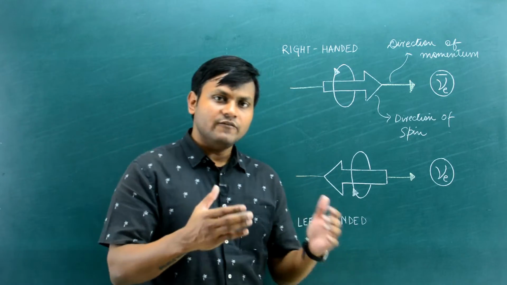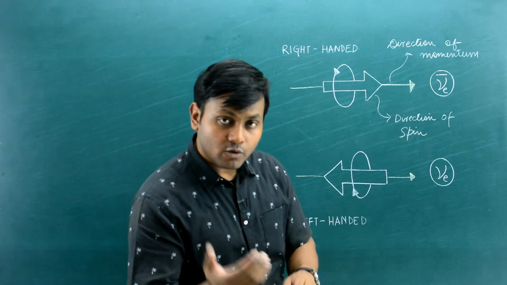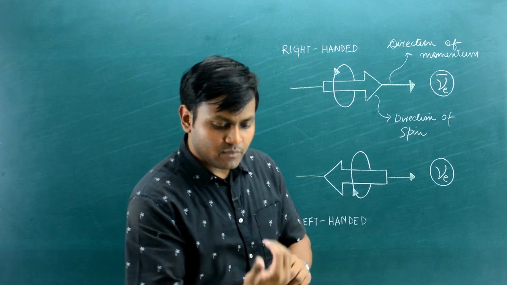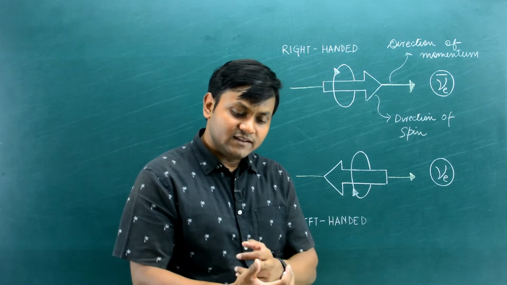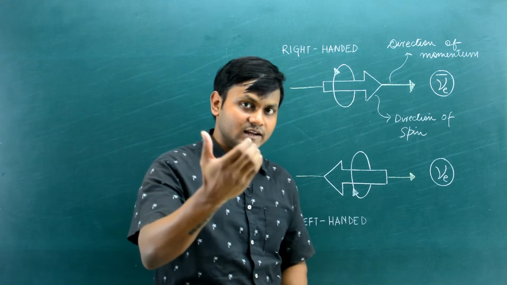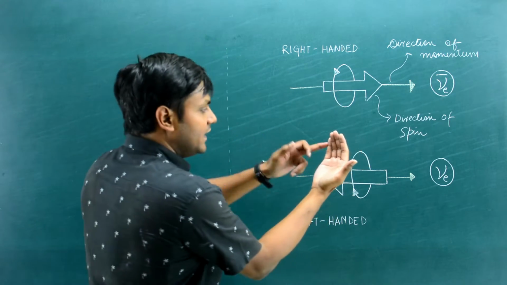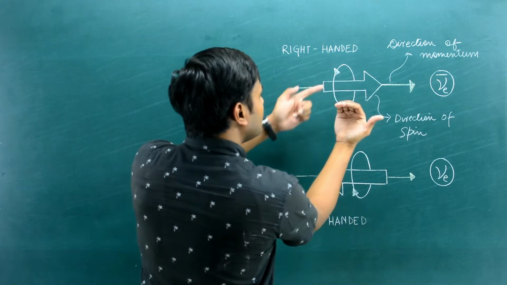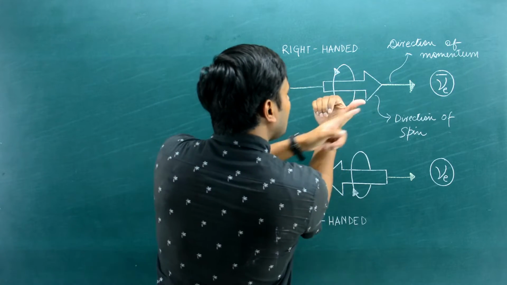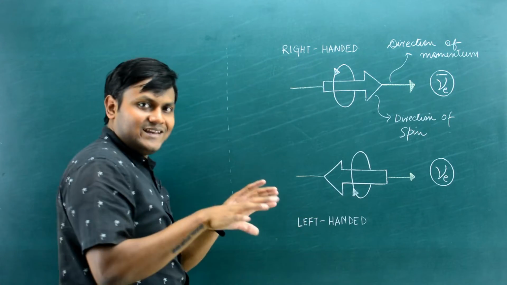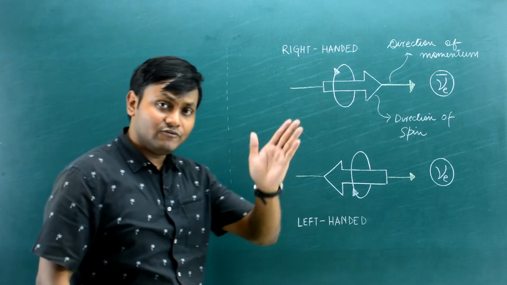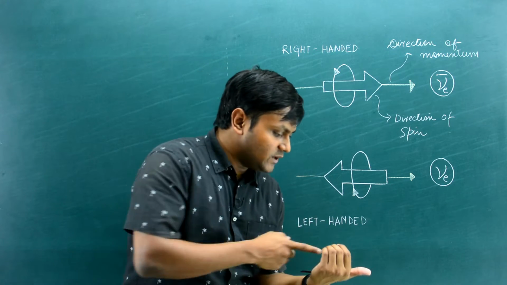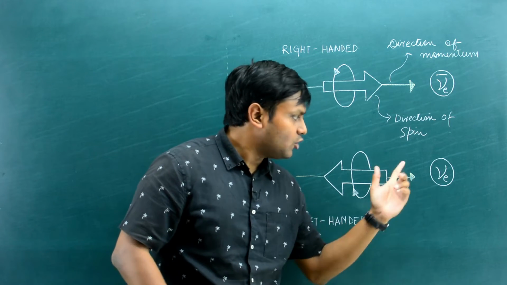There is another way. If you use your right hand to curl up your palm in this particular manner, then if the curling of the palm represents the spinning, the thumb represents the direction of motion. This is known as a right-handed particle. If I use my right hand such that the curling of the palm represents the direction of spinning and the thumb represents the direction of motion, that's a right-handed particle. But for the case of a neutrino, I'll have to use my left hand. I'll curl up my palm in such a manner that my thumb represents the direction of motion, and this is called a left-handed particle.